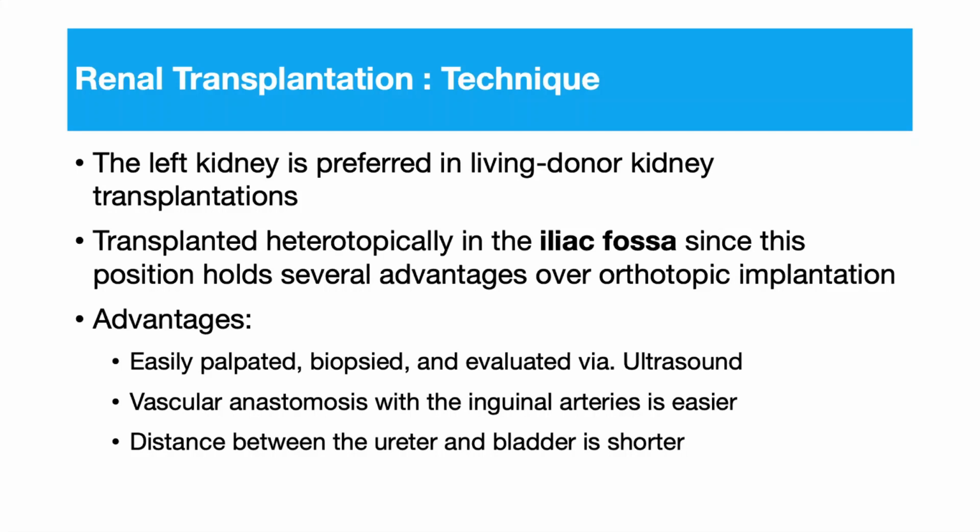The advantages are, if you place it in the right iliac fossa, you can palpate it easily. If you suspect any issues with it, you can biopsy. You can regularly evaluate the kidney using ultrasound. With regard to the procedure itself, anastomosis is very easy, and the ureter being anastomosed to the bladder is very short, so the chances of you ending up with strictures and the like are less. That is why we prefer the right iliac or any iliac fossa.